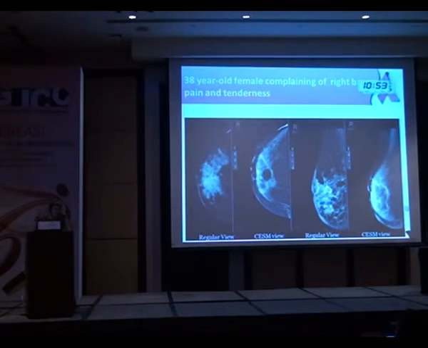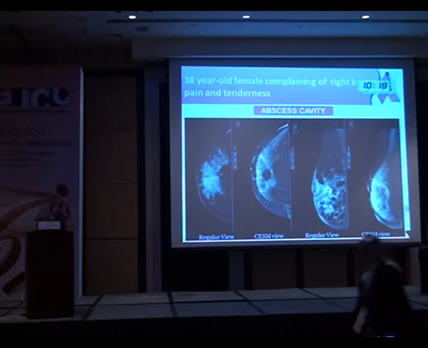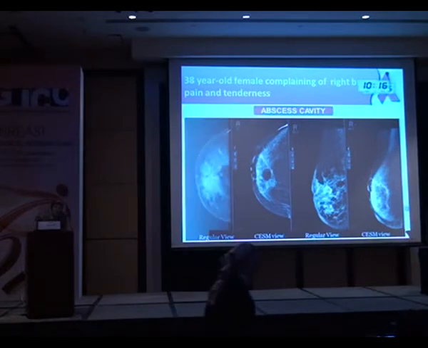Patient complaining of right breast pain and tenderness. The retroareolar region of the right breast is the seat of an irregular shape, ill-defined area of asymmetrical density. After contrast administration, this region showed very thick but regular rim enhancement with non-enhancing center and surrounding reactive enhancement, suggesting an inflammatory process, and this was proved to be an abscess cavity by ultrasound and by fine needle aspiration cytology.